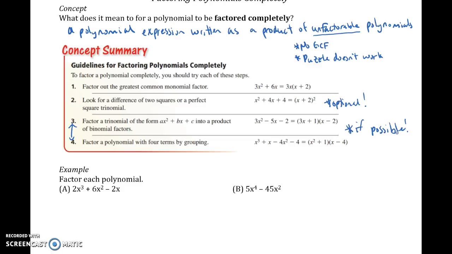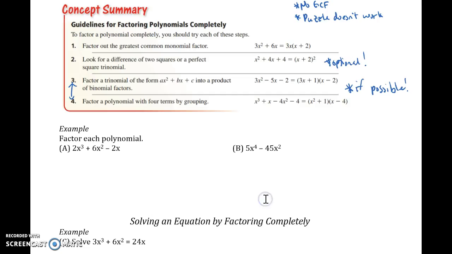And then let's look at a couple examples. And I really think the more you practice this, the better it gets. So always start with the GCF. So I'm going to scoot this up a bit and let's get started with the GCF.